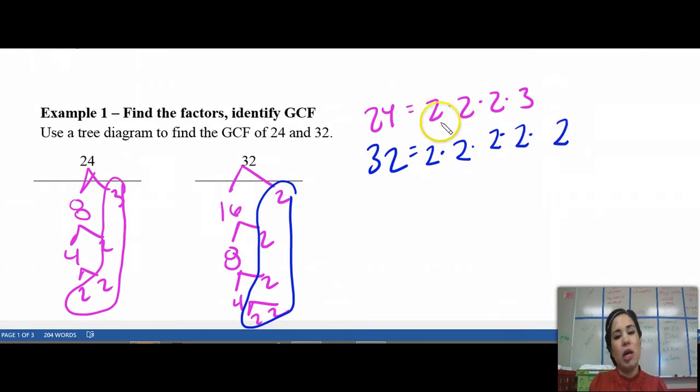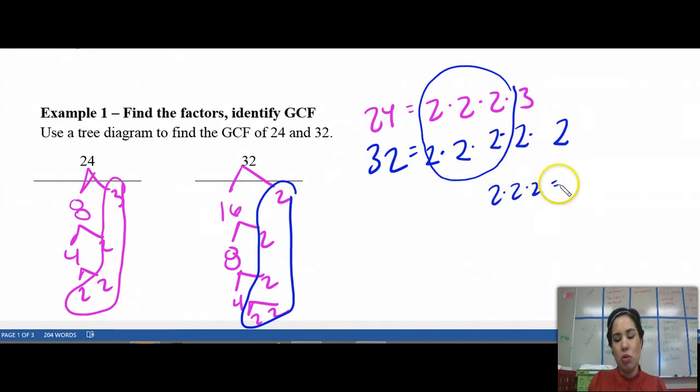And if you notice, I tried to pair them up together so I could see what their similarities were. So right away I noticed that both of these have a 2 by 2 by 2. So what is 2 times 2 times 2? 2 times 2 is 4, and 4 times 2 is 8. So I have just found what both of these are divisible by. What this means is I can divide 24 by 8, and I can also divide 32 by 8 and get a whole number. So let's see, is that true?